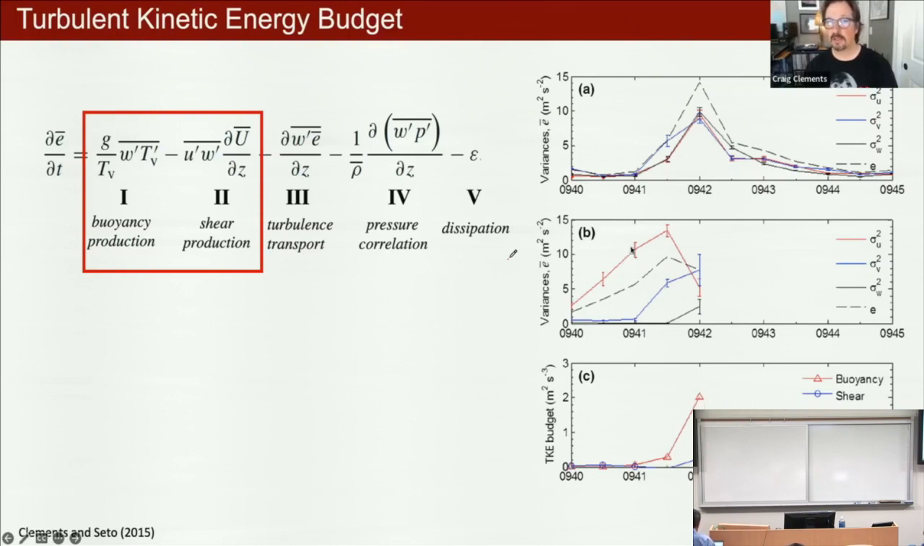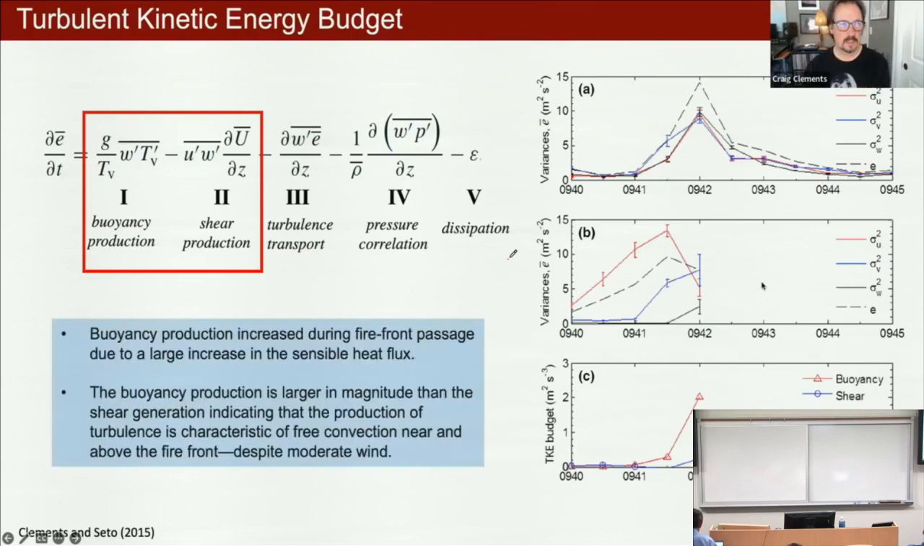The top panels show the variances of the velocities and the total TKE in the dashed black line, and the different velocity components increasing as the fire hit the tower. Past here, at the surface, we don't actually have strong measurements because the bottom sensor failed. So buoyancy production increased during the fire front passage due to a large increase in the sensible heat flux that I showed earlier. In this case, the buoyancy production is larger in magnitude than the shear, which is surprising because it was a neutral boundary layer that day, cloudy, and quite windy.